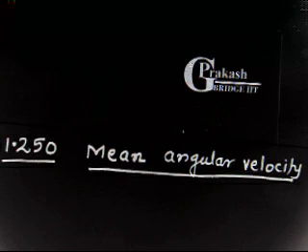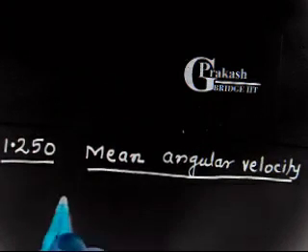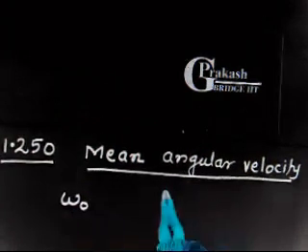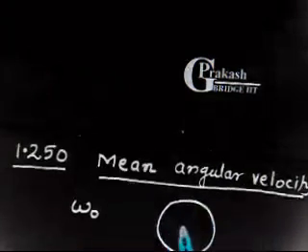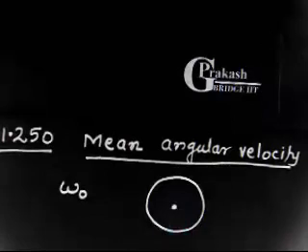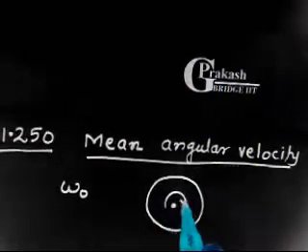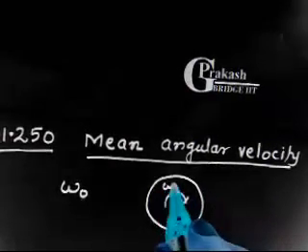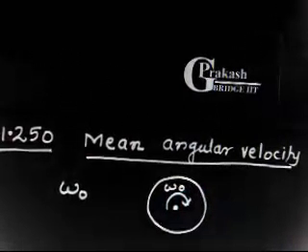Okay, let us discuss this problem. So this says a flywheel with initial angular velocity omega naught. So there is a flywheel that has initial angular velocity omega naught. So let us say this flywheel is rotating about this axis passing through this line. So this has an initial angular velocity omega naught.